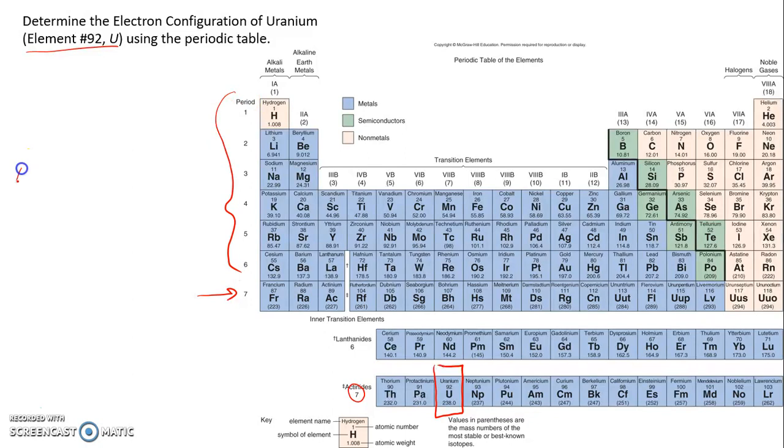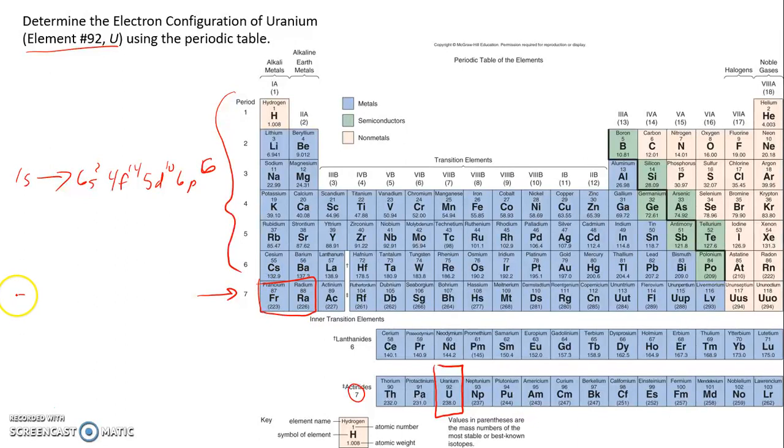That means you've got 1s all the way through 6s2, 4f14, 5d10, 6p6. All of that is filled. Now we just need to add the 7th row.